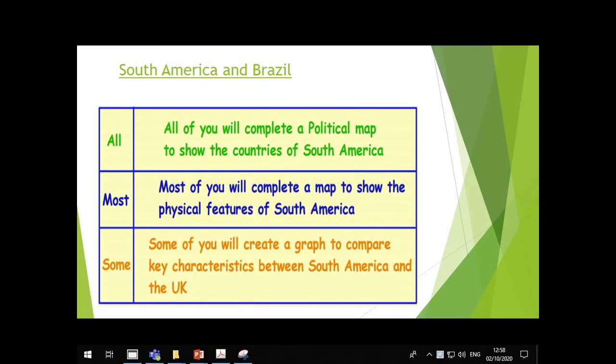We're going to be looking to do some mapping today, identify some countries, activate some prior knowledge, and we're going to be doing some graph work.